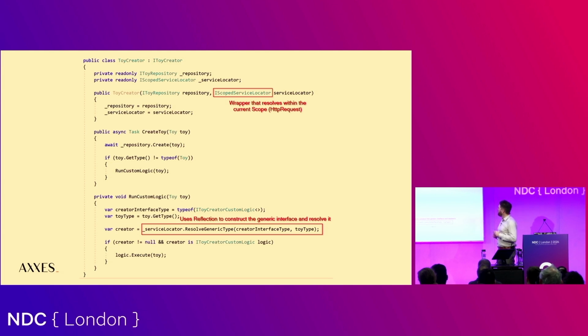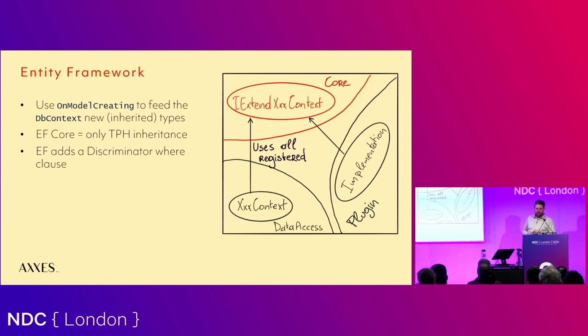runtime types. So what we get here in our create type, and we get into our run custom logic, is we can figure out what type of toy we are actually getting here and use that to resolve our implementation of that custom logic, and then just execute it, right? So whenever we needed extension points for custom IoT devices, this is the approach that we took, and only one or two might actually implement them, and for all of the rest, this would just do nothing. Pretty straightforward approach. And then Entity Framework.